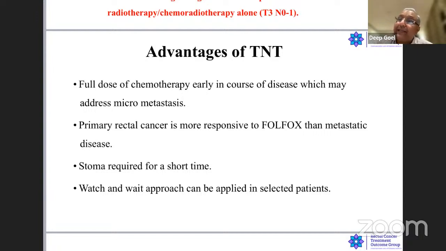And if you have chosen to do TNT and a patient has a complete response, then selected patients, after discussing with the patient, can be kept for a watch and wait approach.